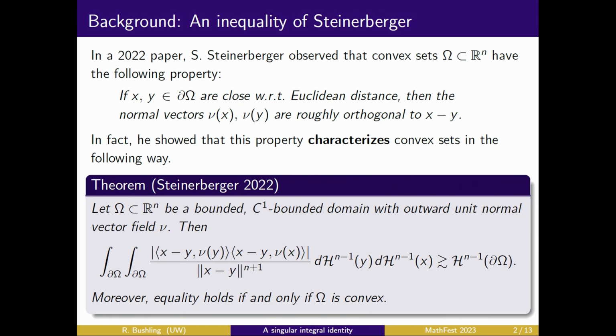And so the way that this is capturing the property articulated in the observation is that notice that we have this Euclidean distance in the denominator here. And so if we want this right-hand side to be small in general, it will require that whenever x is close to y in the Euclidean sense, it's also the case that nu of y is roughly orthogonal to x minus y, and nu of x is roughly orthogonal to x minus y. So this really is restating this in a formal and quantitative way.